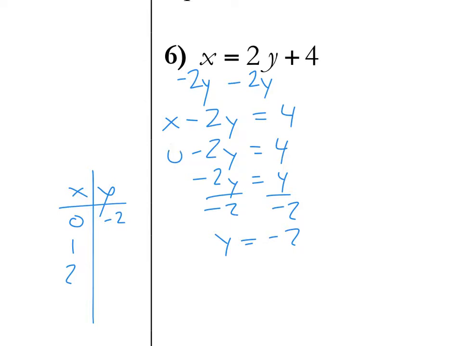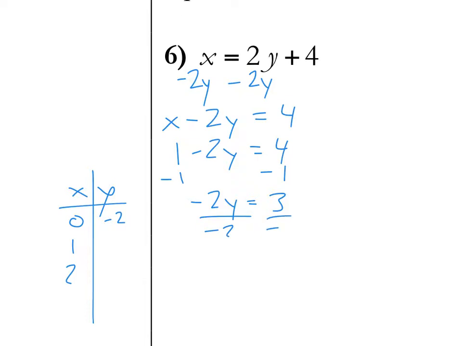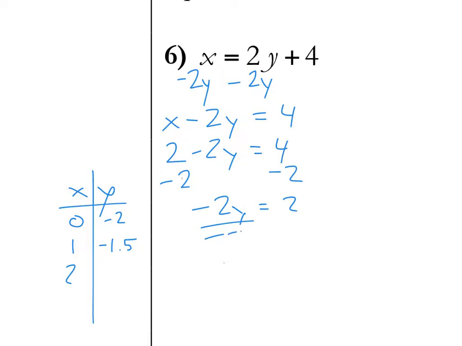Let's say I plugged in 1 for x. Well, then I would need to subtract 1, and I would get negative 2y equals 3, divide by negative 2, and y equals negative 1.5. Okay, next I am going to plug in 2 for x. You know what to do here. I'm just making the video long at this point. I get negative 2y equals 2, divide by negative 2, and y equals negative 1.